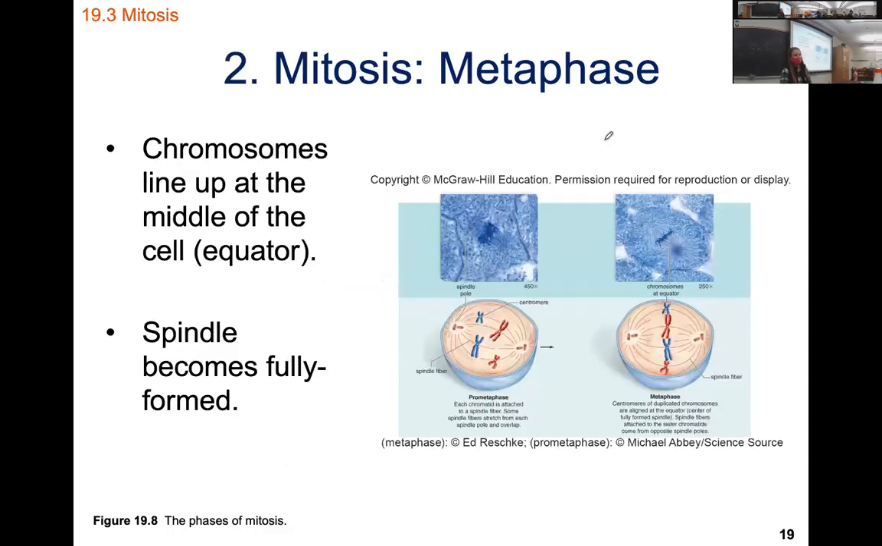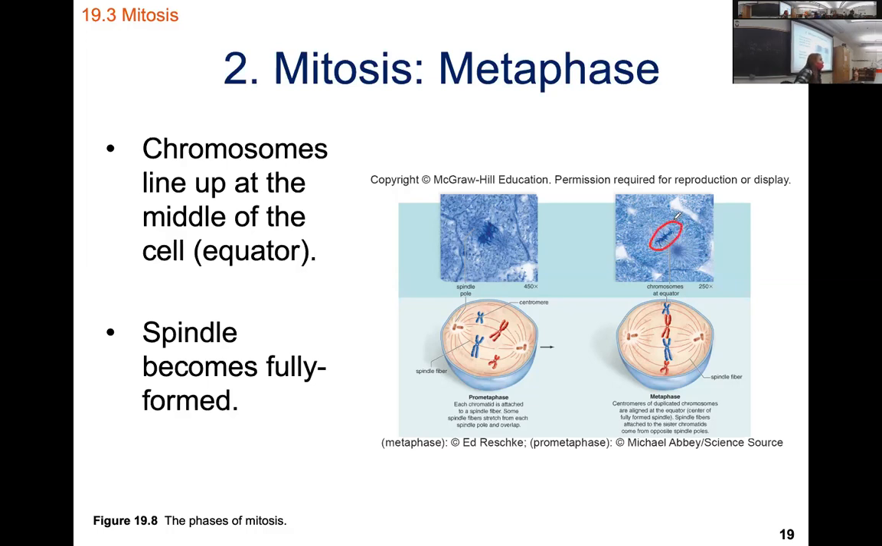Next, we have metaphase, and this is when the chromosomes line up at the middle of the cell, the equator. Spindle fibers become fully formed. All right, this is another picture here. You can tell that this is metaphase because they start to line up in the middle. And I can kind of draw that picture here. This is where the chromosomes line up in the middle.